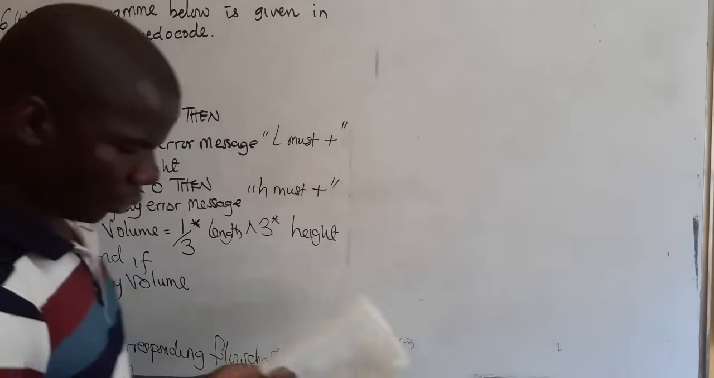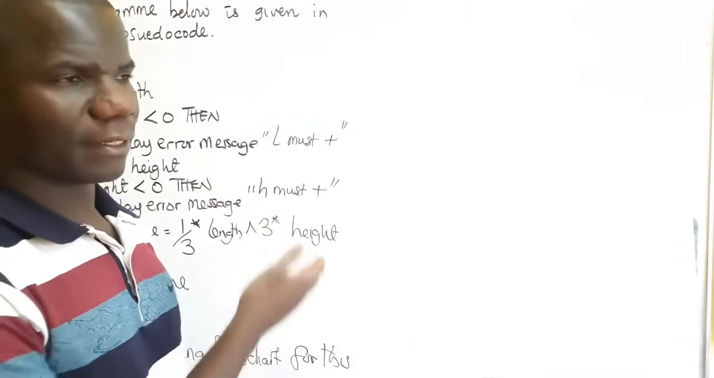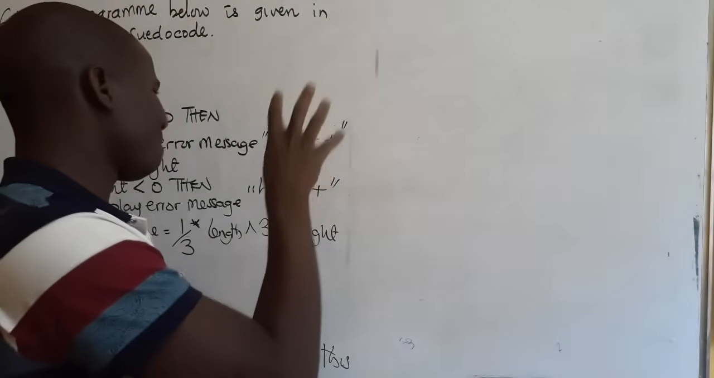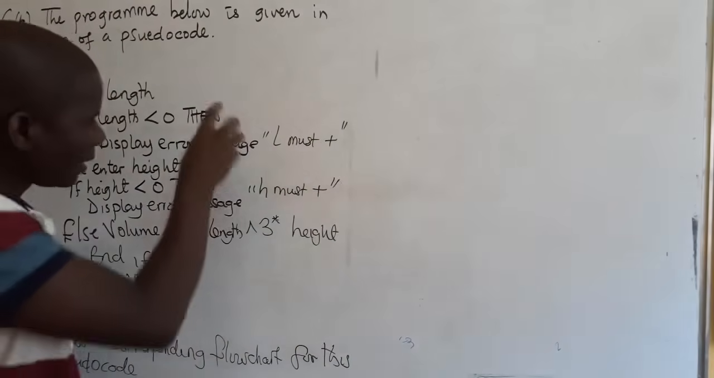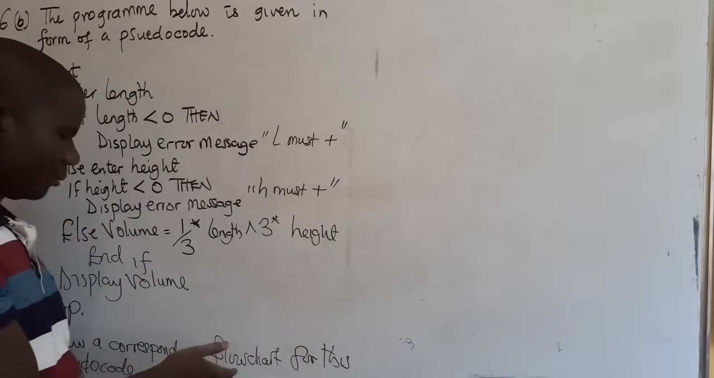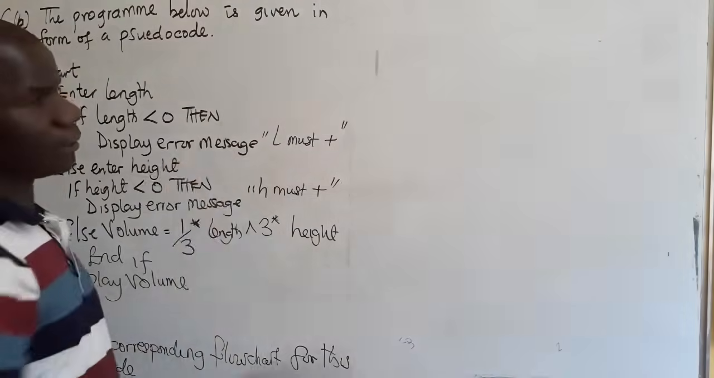Okay, so this question carries 5 marks. It's a very simple question. If we have been given a pseudocode, like in this case, we need to draw the flowchart. If you are given the flowchart, you write a pseudocode.